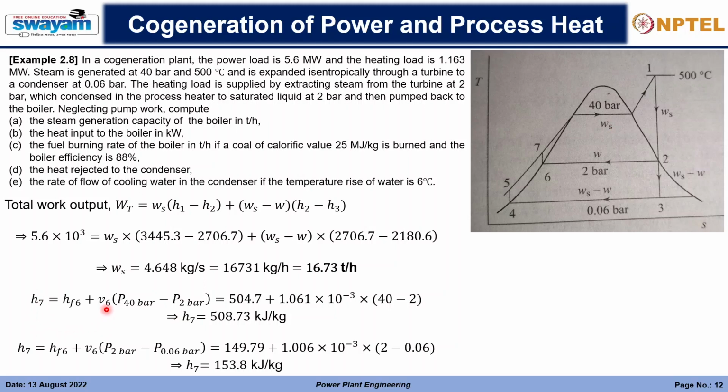H7 can be calculated using this formula: v6 into (P of 40 bar minus P of 2 bar). There is a pressure difference and the pump is doing some work, right? So v6, how much is it doing?